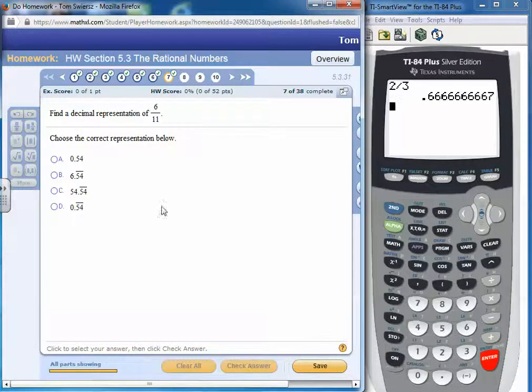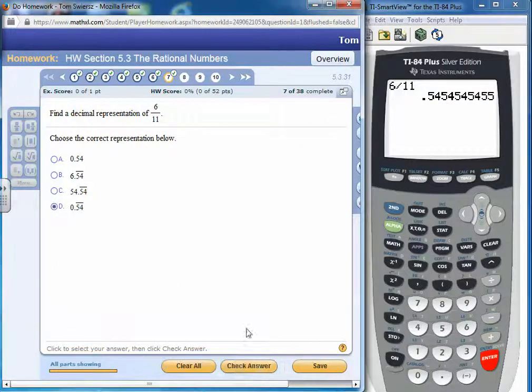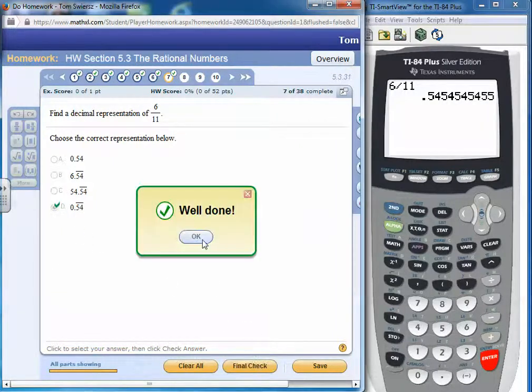If we do another problem, 6 over 11, I'm just going to do another one for number 7 for more practice. 6 divided by 11, and we get 0.5454545. The last 5 is rounded off. So the 54 repeats, and there's nothing in front of it, so it's 0.54 with a bar over the 54 to indicate it repeats. So D is the correct answer.